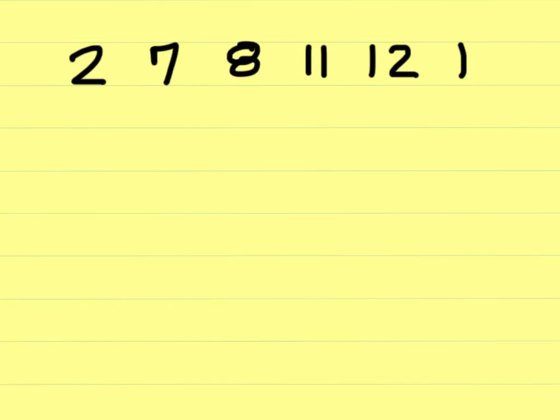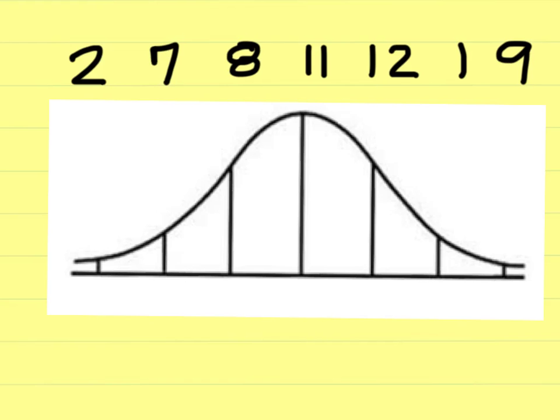Here's the list. This one is 2, 7, 8, 11, 12, 1, and 9. Fill in a normal distribution with tally X's to show the true shape of this distribution. You have to find the mean and the standard deviation for this. What was the mean? 7.1 was the mean. What was the standard deviation? 3.9 was the standard deviation.